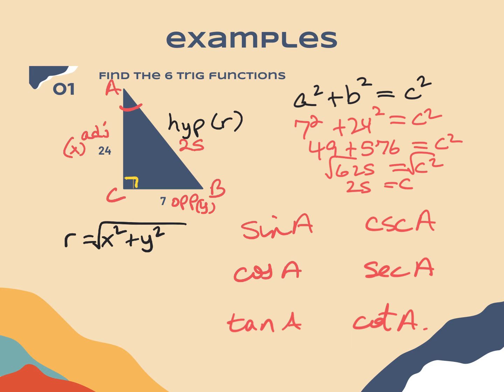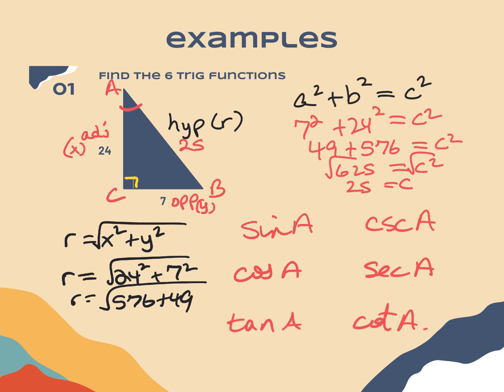If you prefer to use the formula we just learned, you can also do 24 squared plus 7 squared. You get exactly the same answer doing it this way as well, if you are aware that the r is the hypotenuse, and this is 25. So now that I have x, y, and r, or hypotenuse, opposite, and adjacent, I can fill them in.